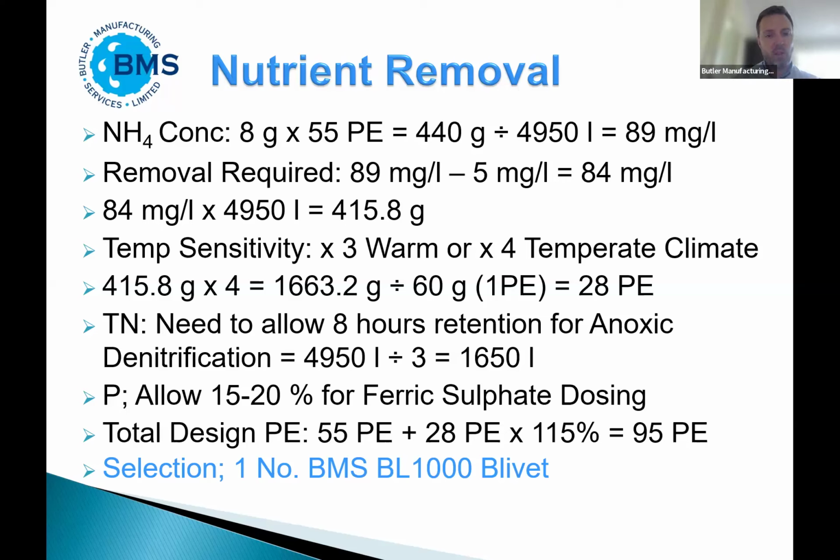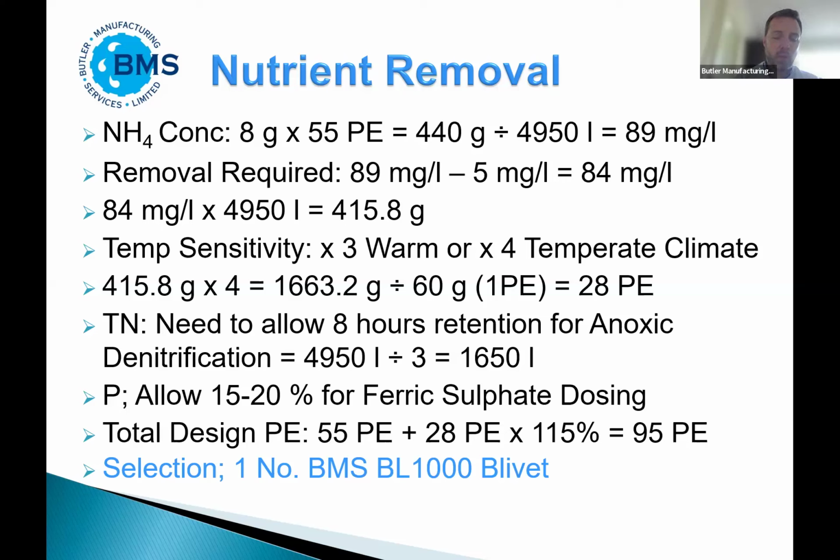Now, this is where it gets slightly tricky. The bacteria that remove ammonia are quite temperature sensitive and quite fragile. So in a warm climate like the Caribbean or Australia, it takes 3 times the oxidative capacity to remove 1 gram of ammonia relative to BOD. And in a more temperate climate like Ireland, it takes 4 times the capacity. This is actually located in Cork, in Ringaskiddy, so I'm multiplying it by 4.